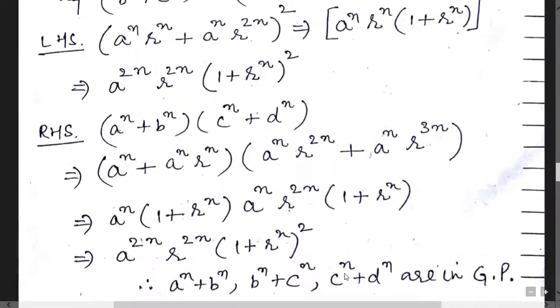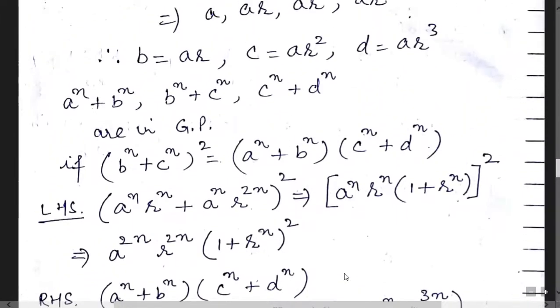Whenever you have to prove the terms are in AP, double of the central term should be equal to the addition of the first and third term. If you have to prove the terms are in GP, it means the square of the central term should be equal to the product of the first and third term. Please keep in mind.